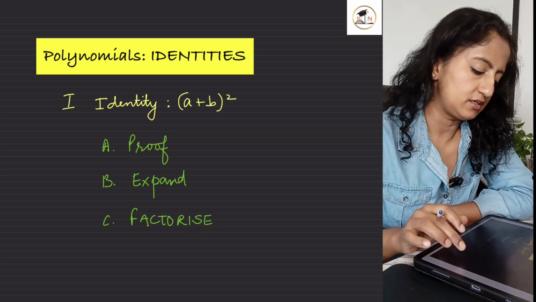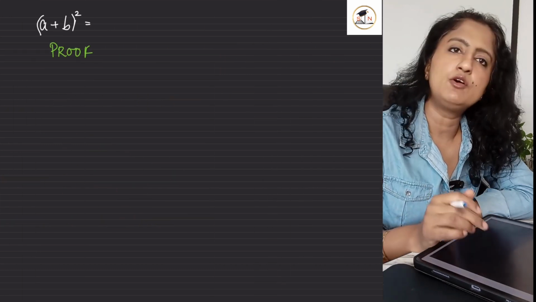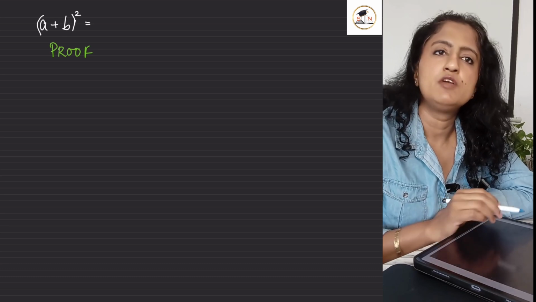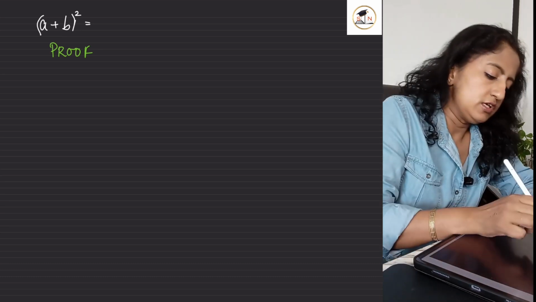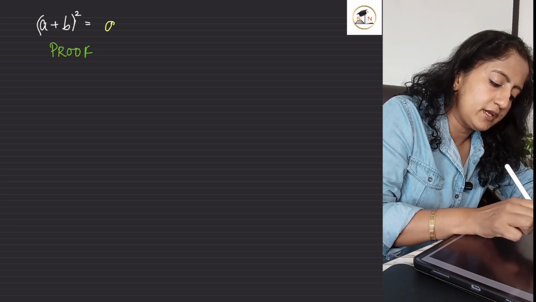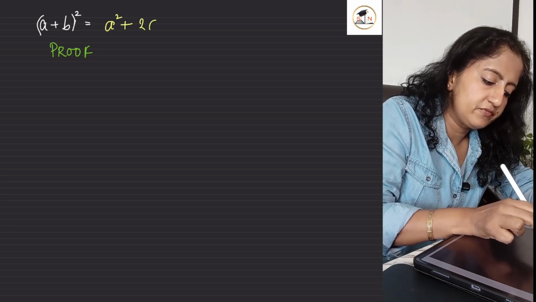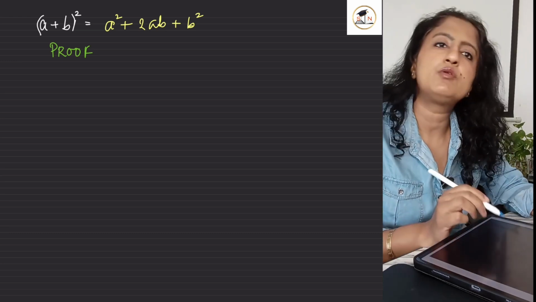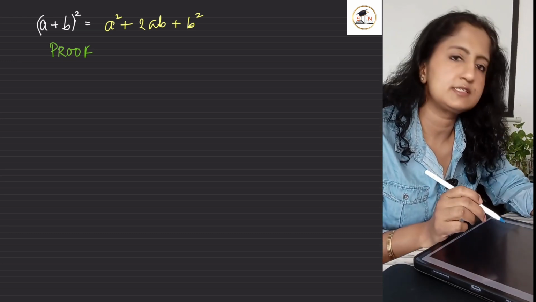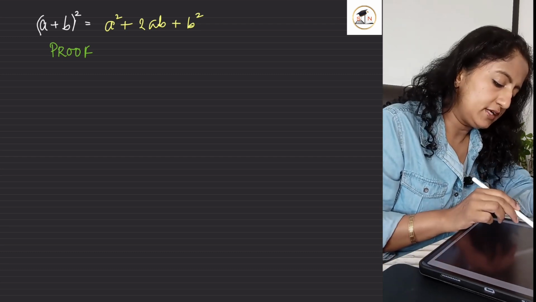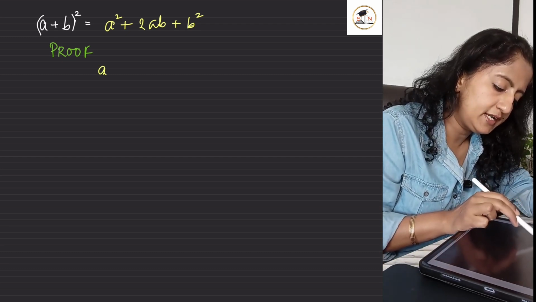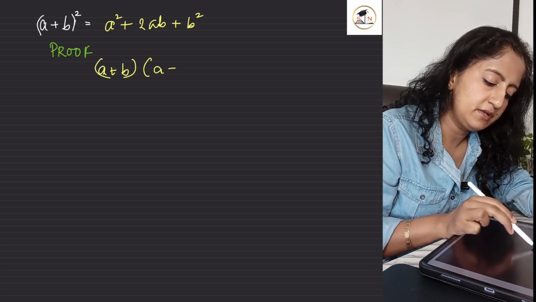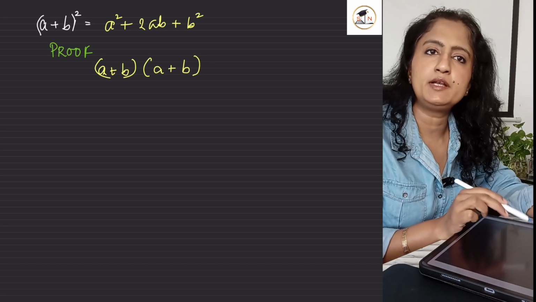So let's start. First of all, it is (a plus b) whole square, right? The expansion of the identity that you will be using in whichever question you do is a square plus 2ab plus b square. Now, talking about the proof of how we got this relation: (a plus b) whole square actually means we are multiplying (a plus b) with (a plus b). It is a binomial into binomial.